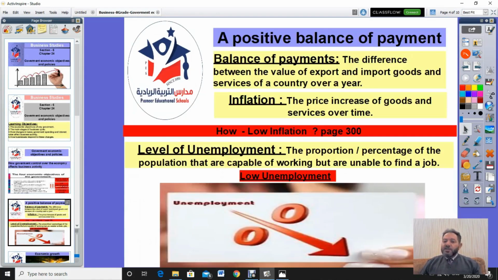Here we have a positive balance of payments, meaning the difference between the value of exports and imports of goods and services of a country over the year. And we say that inflation is also called the price increase of goods and services over time. When inflation is low, people enjoy a better standard of living as they can afford to pay for goods and services. They can also afford to pay for non-essential luxury items.